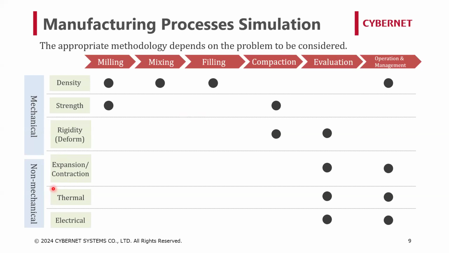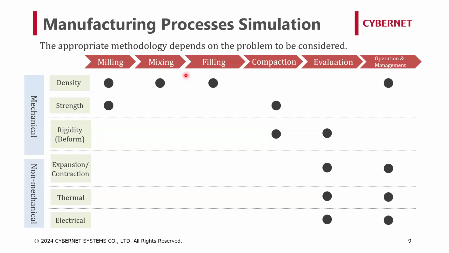The property is divided roughly into two types, which are mechanical and non-mechanical properties. Only the typical properties of each type are described here. Density is related to the weight of the particles, strength is the indicator of crackability, and rigidity indicates the ease of deformation. Non-mechanical properties include the amount of expansion and contraction of a material during the charging and discharging process, and thermal and ionic conductivities related to heat and electricity, for example.